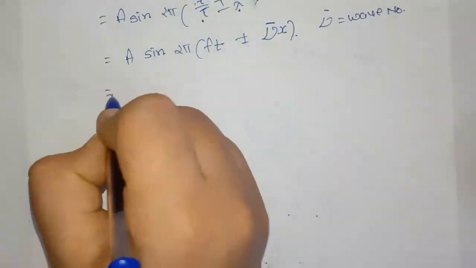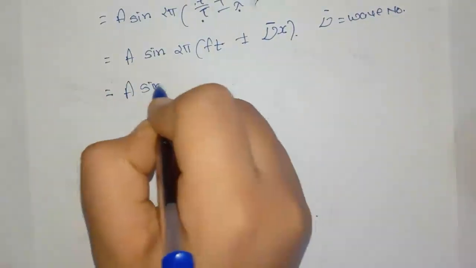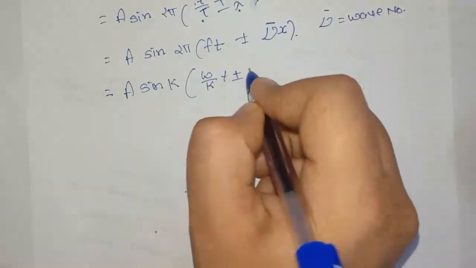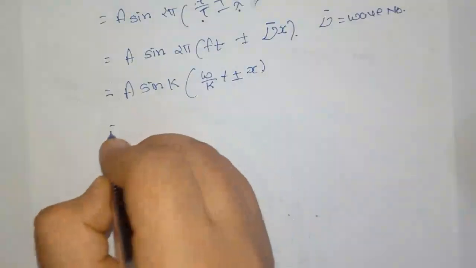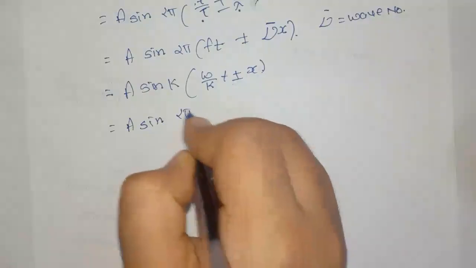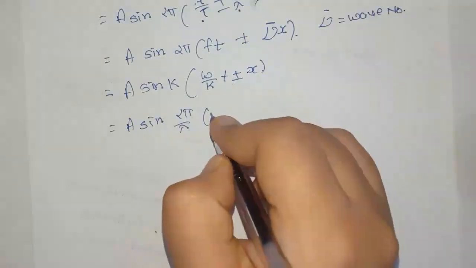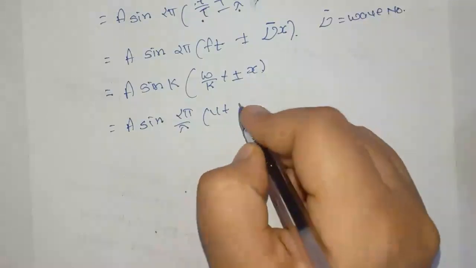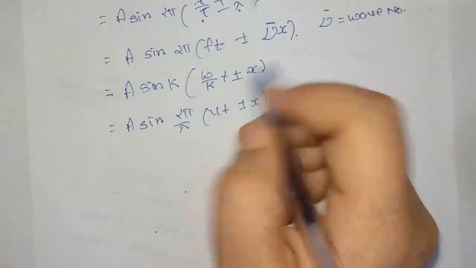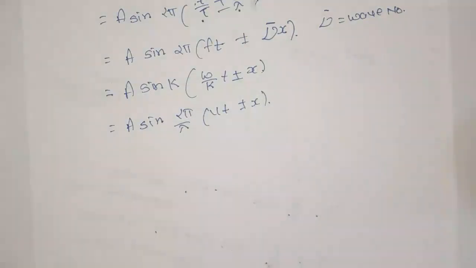From the equation we can take k common, so a sine k into omega by k t plus or minus x. That can be written as a sine 2 pi by lambda, vt plus or minus x, because omega by k represents the wave velocity. So these are the different forms through which we can represent a plane progressive wave.